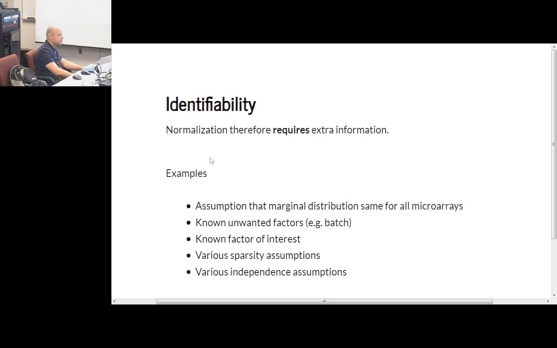And here are examples of things that you might use. So you might use, for example, an assumption that the marginal distribution is the same for all microarrays. That's something that might justify doing a quantile normalization, for example. You might have information on what the unwanted factors are. So you might have information on the batches, for example. You might know what your factor of interest is. That will make it a little bit easier when you go to, for example, do a regression. You might have various sparsity assumptions. You might have various independence assumptions. But again, you need something.